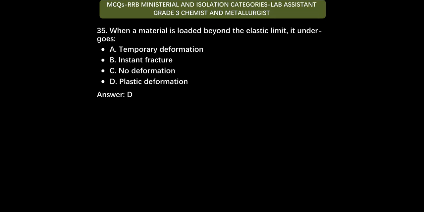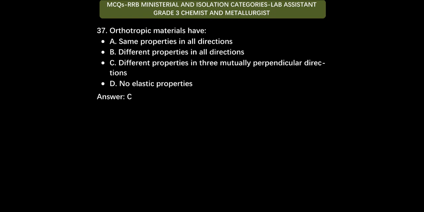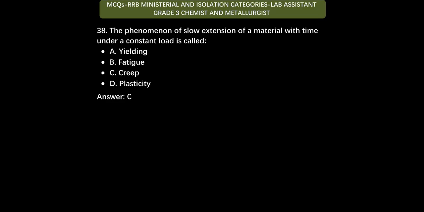When a material is loaded beyond the elastic limit, it undergoes option D, plastic deformation. The percentage elongation of a material provides a measure of its option A, ductility. Orthotropic materials have option C, different properties in three mutually perpendicular directions. The phenomenon of slow extension of a material with time under a constant load is called option C, creep.